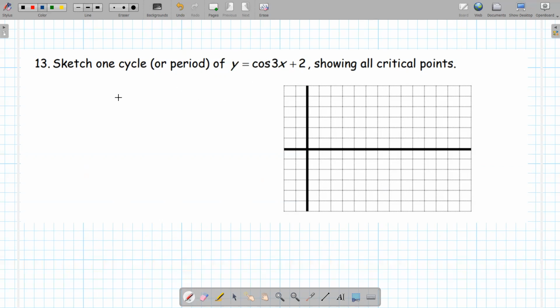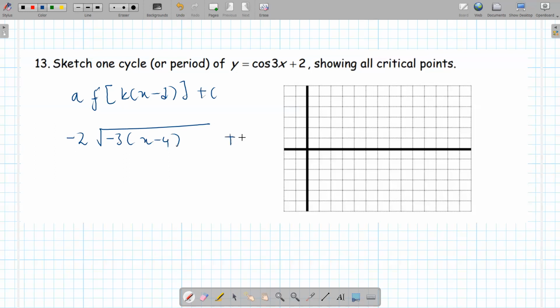So any function, and again, we're going to be doing this in grade 12 as well, any function that you can think of has this form: A times f, where f is the function, cosine, square root, x squared, doesn't matter, bracket open k, x minus d, plus c. So what is an example of this? Look at this: -2 square root -3 x minus 4 plus 5. A trig example would be -2 cosine -3 x minus 4 plus 5.